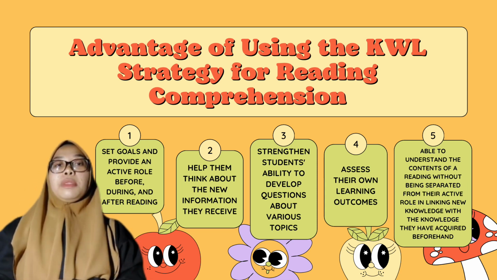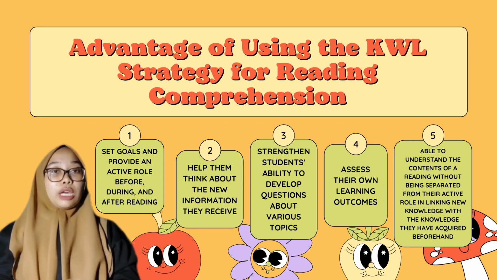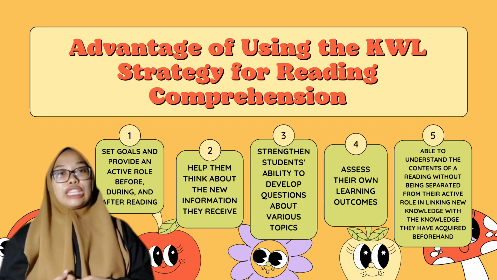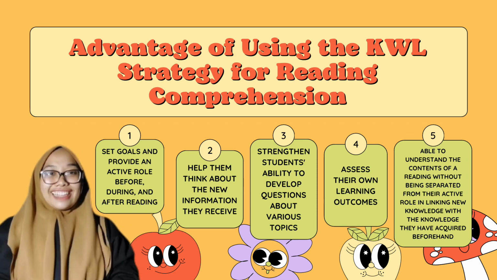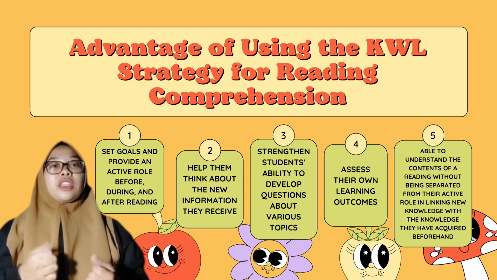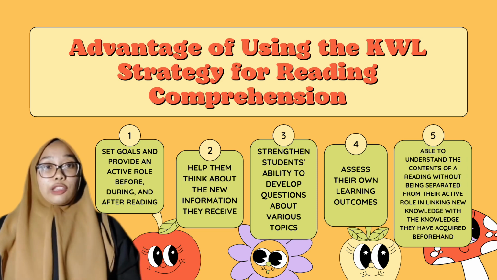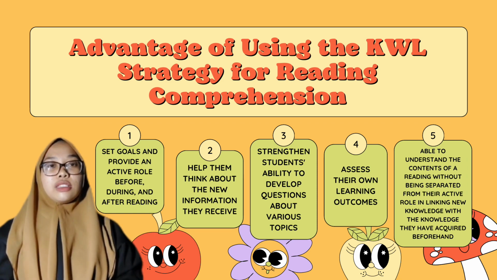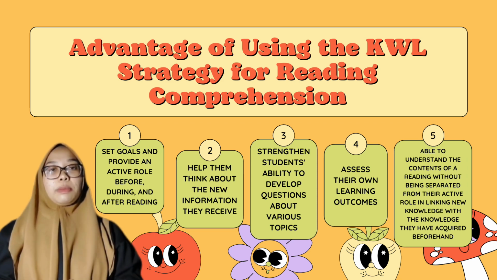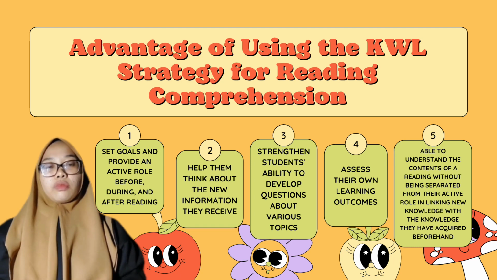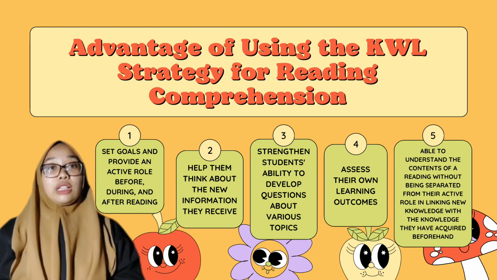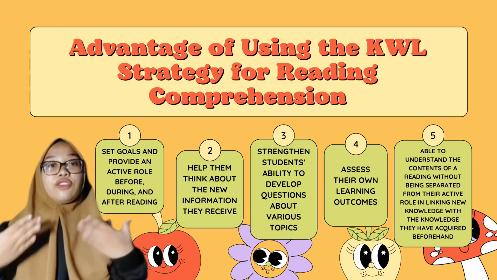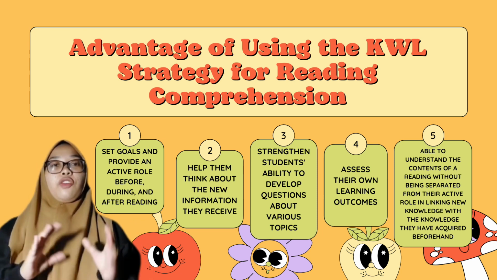Second is to help them think about the new information they receive. This KWL strategy helps teachers and students to better understand the topic and remember it. It enables them to react actively to the material. Third is to strengthen students' ability to develop questions about various topics. The KWL strategy encourages active learning so that students can develop questions from a variety of topics.